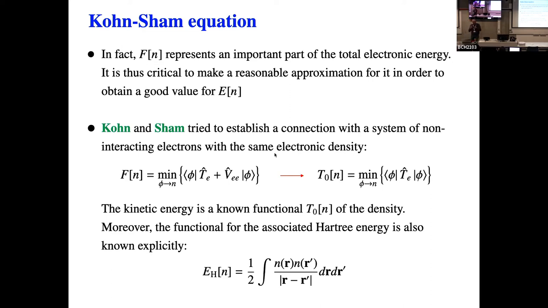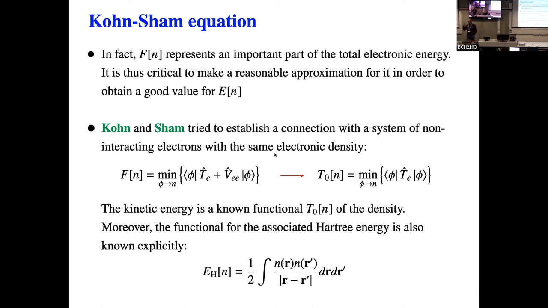And so they remove that in such a way to remain with something which was rather small and could be reasonably approximated. So what are the pieces that can be connected with? The first one is to try to relate to a system of non-interacting electrons. For that one, the kinetic energy is a known functional of the density for non-interacting electrons. This is something that can be computed.